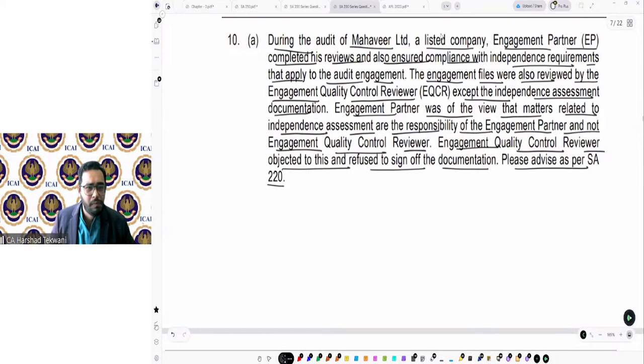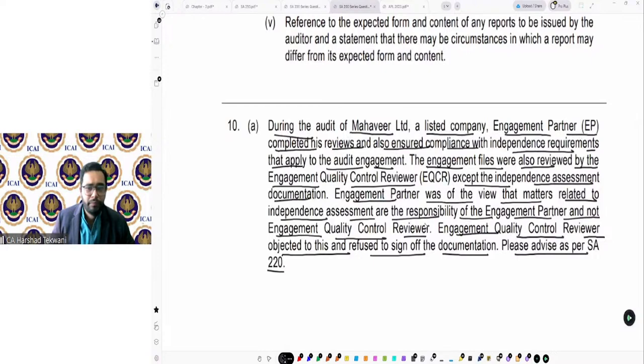So guys, please advise as per SA 220 whether the engagement quality control reviewer is correct or the engagement partner is. Who is correct in this scenario? Come on, guys. And you need to support your answer with the reason.